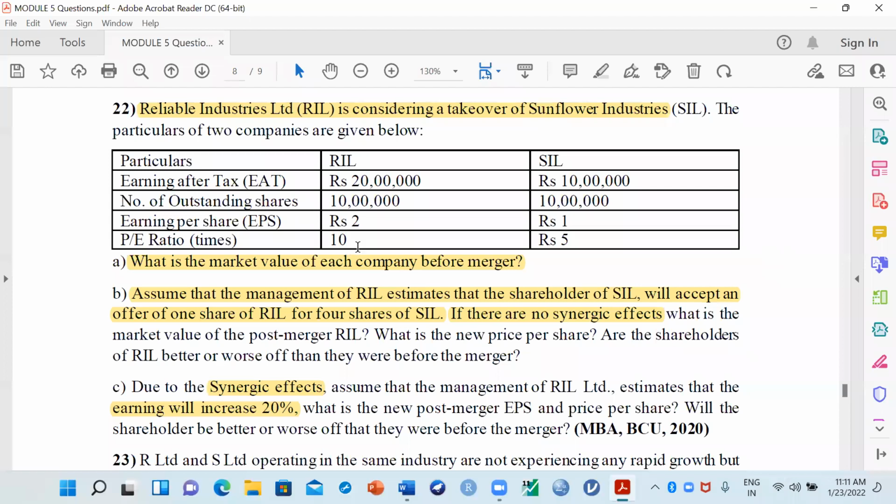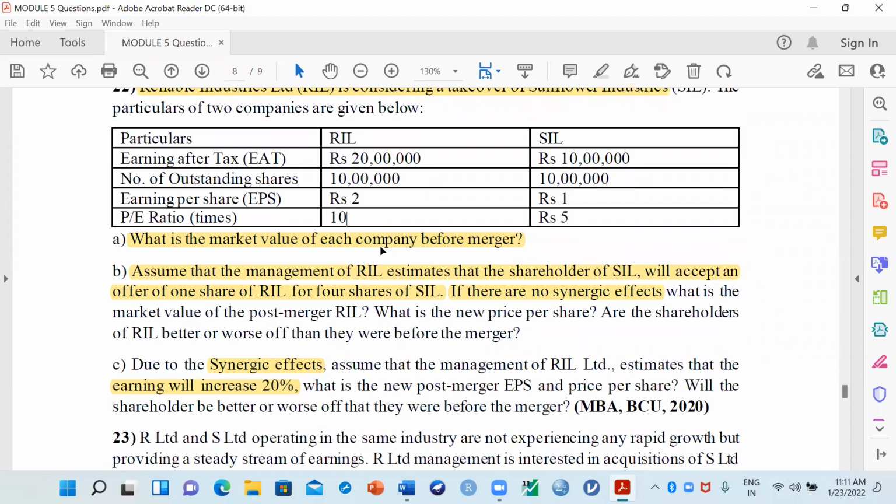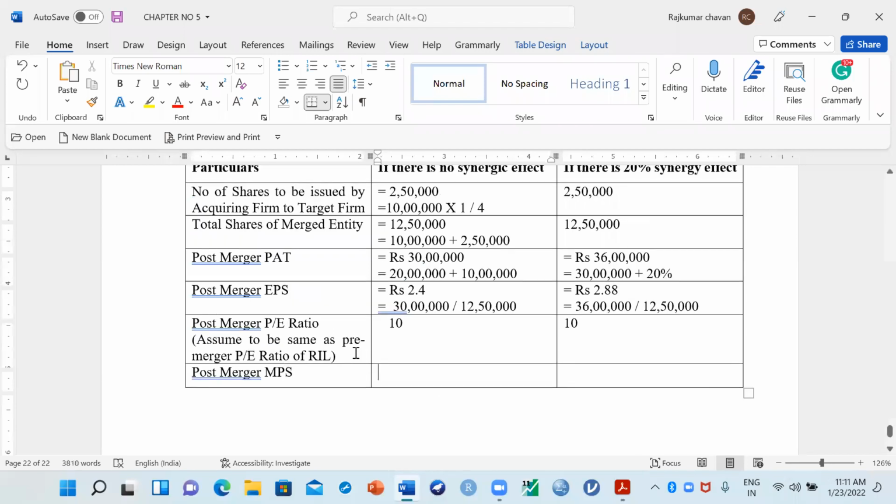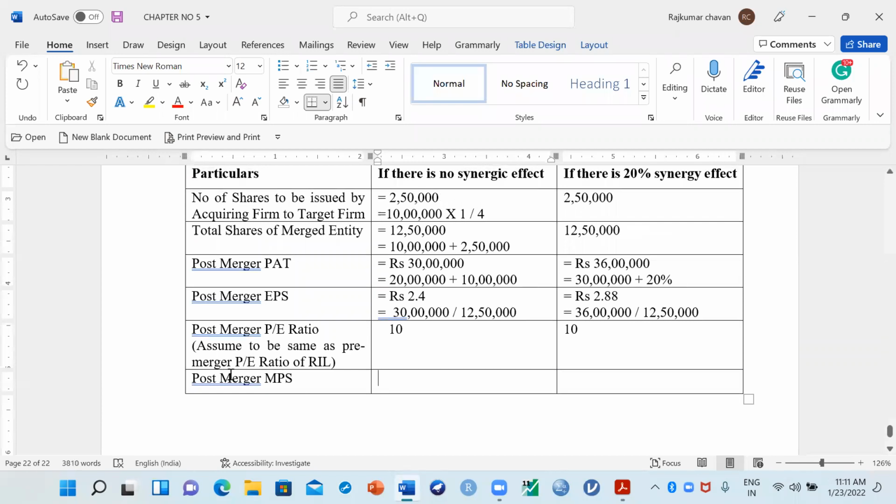Remember, we did some calculation on this. Assume that if I have my P ratio, if I'm issuing the shares, what will be the value? So here 10, and here also the P ratio is the same. So now in this case, what will be my post-merger MPS then? Now I want to calculate the market price per share of this firm. If there is no synergic effect, what is the market price per share? If there is a synergic effect, then there will be a change in market price of RIL? We have to see now.